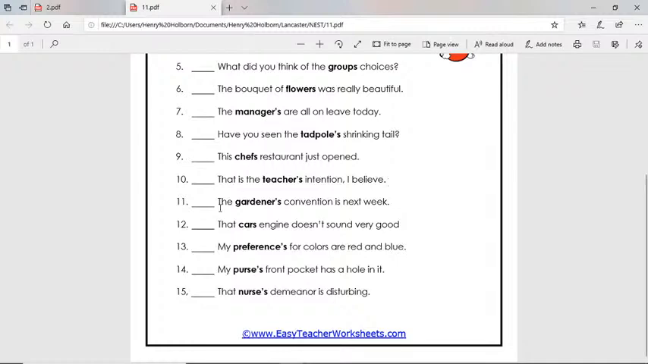Question 11. The gardeners' convention is next week. Question 12. That car's engine doesn't sound very good. Question 13. My preferences for colours are red and blue.